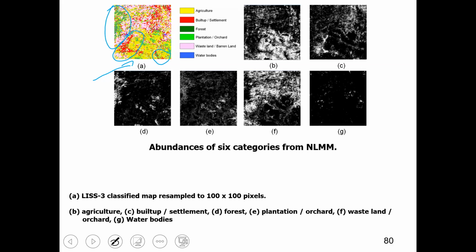Now we have 6 different outputs for each of these classes shown in figures B, C, D, E, F, G. B represents the presence of agriculture areas, C represents the presence of settlement, which is Chikbalapur town. D and E represent forest and plantation, mostly forests on the Nandi Hill side, F represents the distribution of wasteland, and G represents the distribution of very small water bodies here and there.